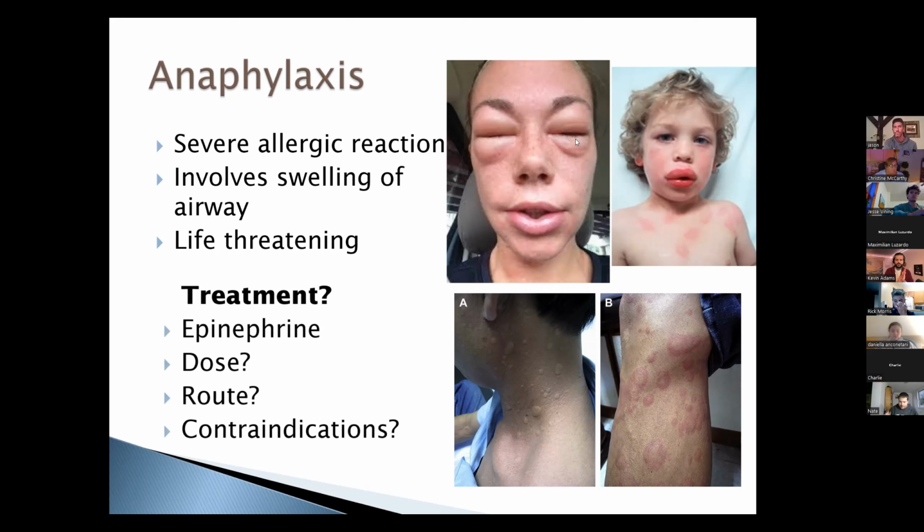So what is the dose for an adult of epinephrine? 0.3 milligrams. Yep, 0.3 of the 1 to 1,000. Absolutely. What is the route? How are we getting it into their body? Intramuscular. Intramuscular, absolutely. And what's the pediatric dose? 0.15. Yep. Great job.